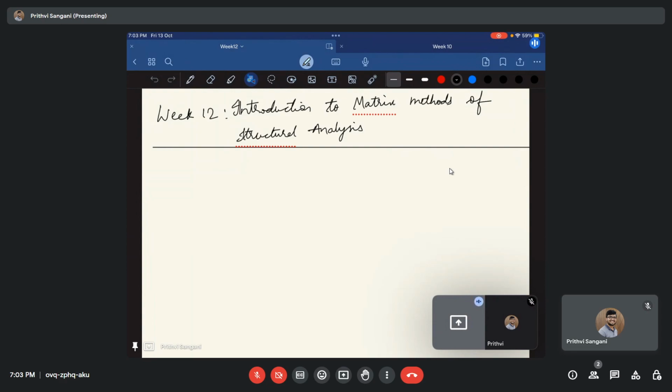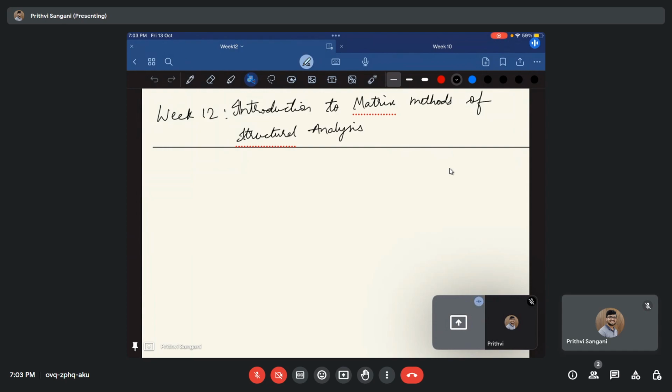I will be discussing how we generate the stiffness matrix initially, and then we can solve one beam and one frame kind of problem using the stiffness matrix method.